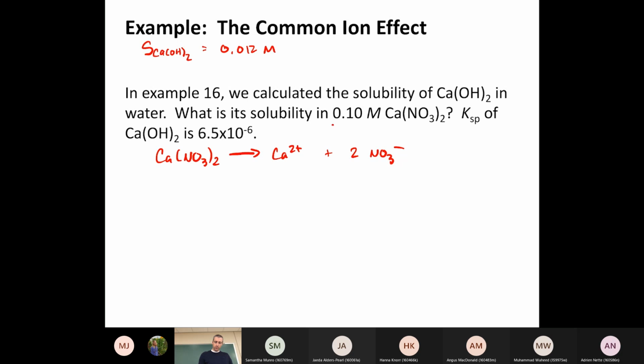Right, so if we have 0.10 molar calcium nitrate, what we should really be thinking is we have 0.10 molar calcium 2+, 0.20 molar nitrate. So when you see calcium nitrate, don't think of it as calcium nitrate. Think of it as a solution, calcium ions and nitrate ions, totally doing their own thing.